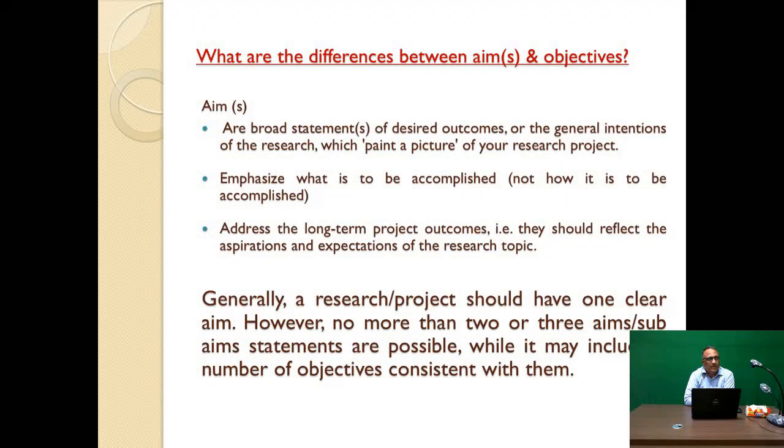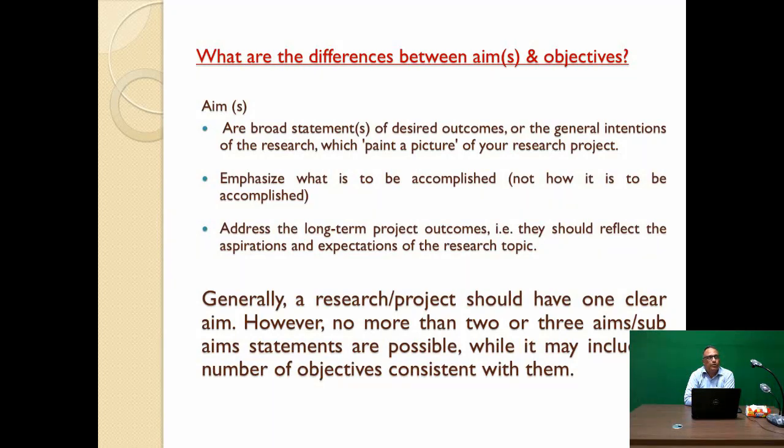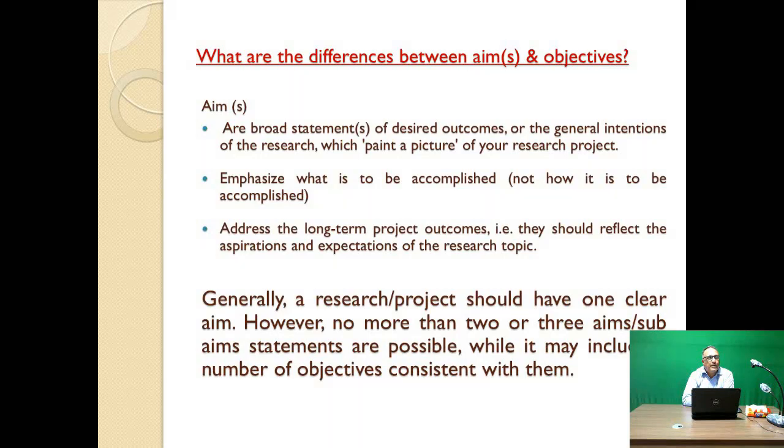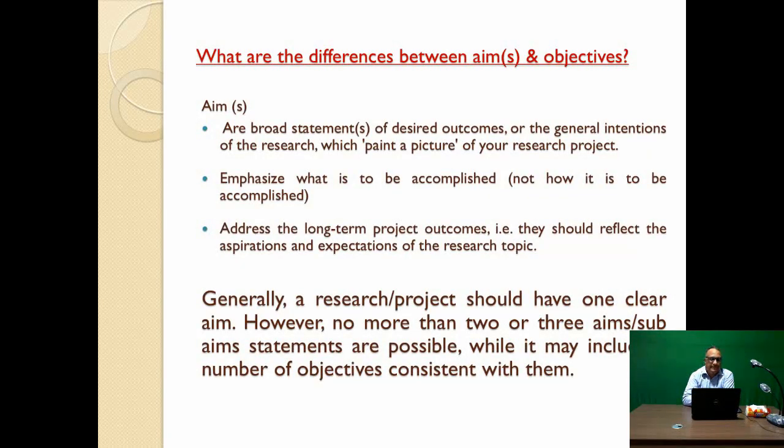Now I'll move to the third part of my lecture, which is about the aim and objectives of a research. The aims are broad statements of desired outcomes, or the general intentions of the research, which paint a picture of your research or project. They emphasize what is to be accomplished and not how it is to be accomplished, because how it is to be accomplished is related to the objectives of the research. They address the long-term project outcomes. For example, they should reflect the aspirations and expectations of the research topic.